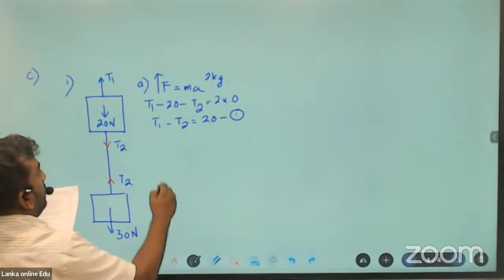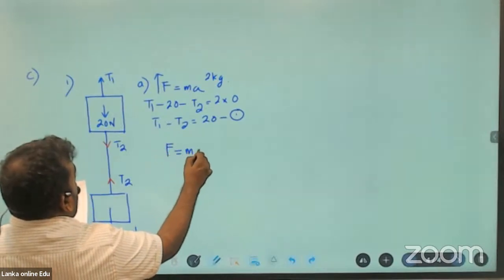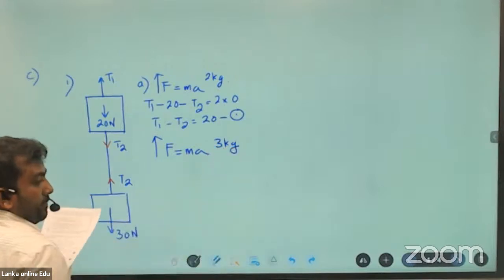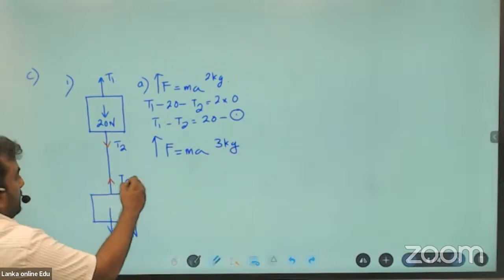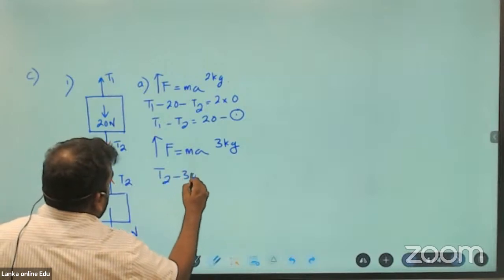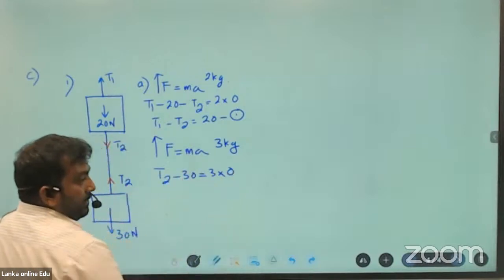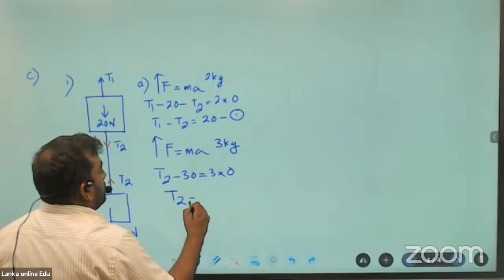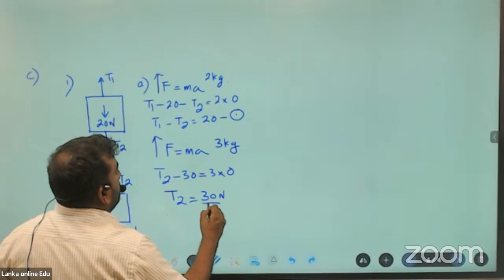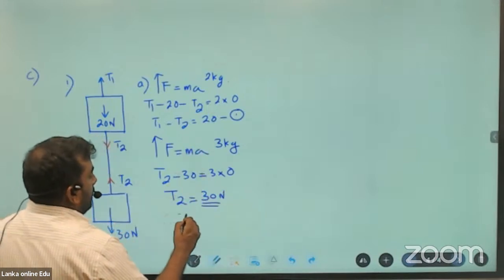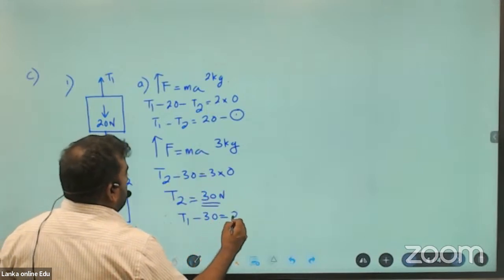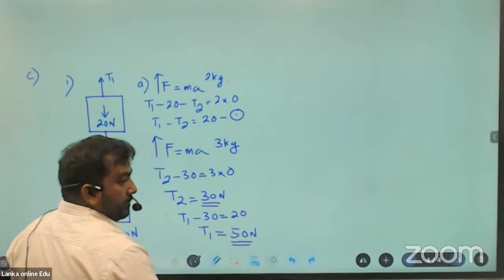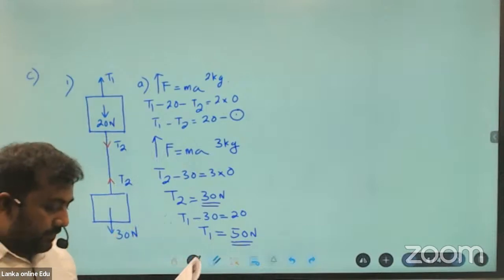Then you apply F equals ma on the 3 kilogram. So very direct. T2 minus 30 equals 3 times no acceleration. So there is no acceleration. So T2 equals how much? 30 Newton. Substitute there. T1 minus 30 equals 20. T1 equals how much? 50 Newton.